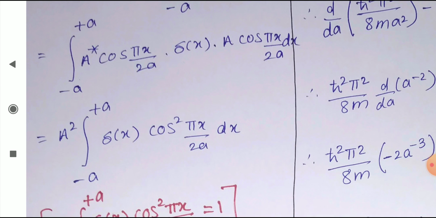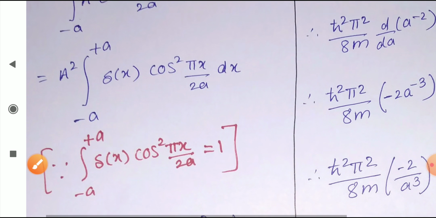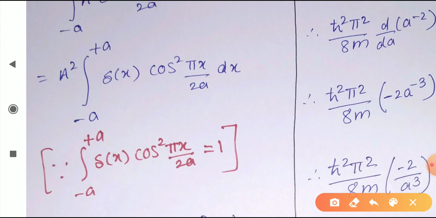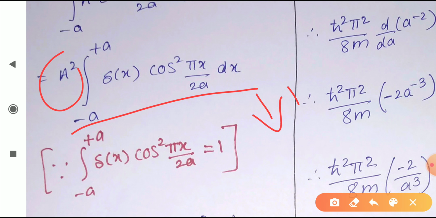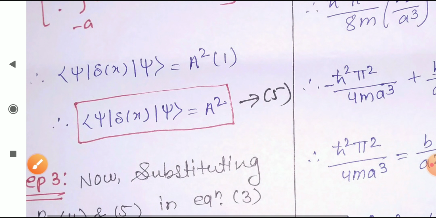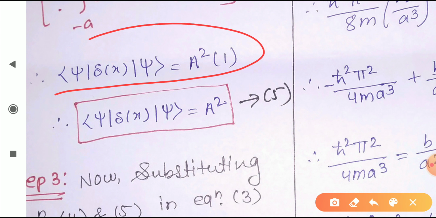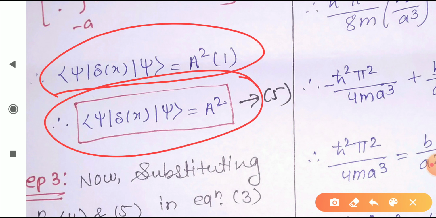Clear? So now we know that due to the Dirac delta function, the integration of delta x cos square pi x by 2a will give us 1. Due to the Dirac delta function, this whole term is 1. That means the answer of this is a square times 1. So this we have got as our answer. So what I am going to do is substitute the a square value here.